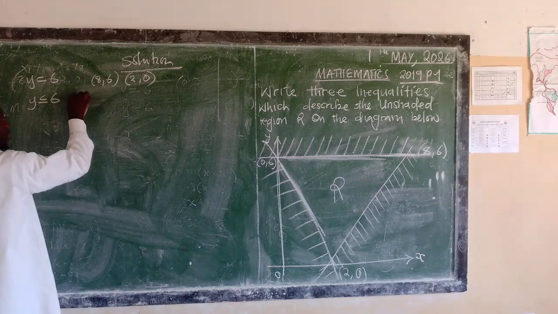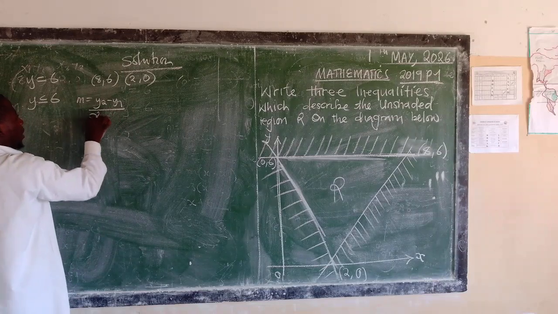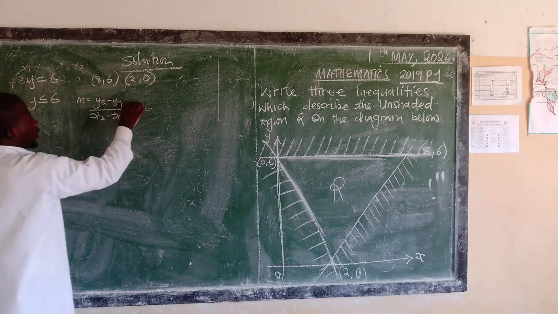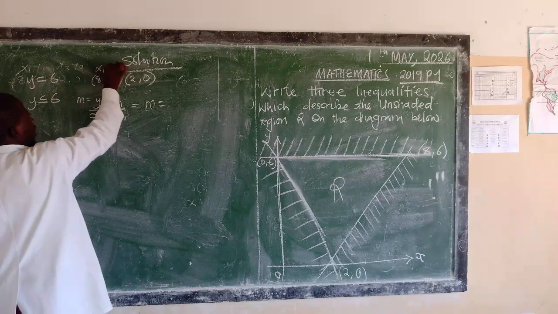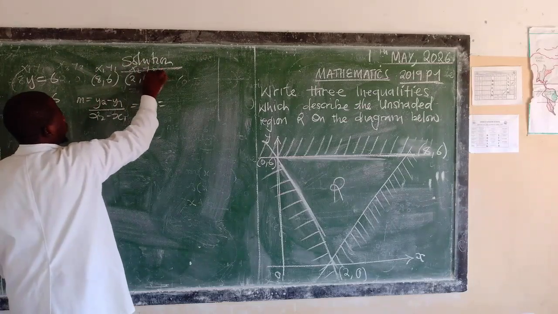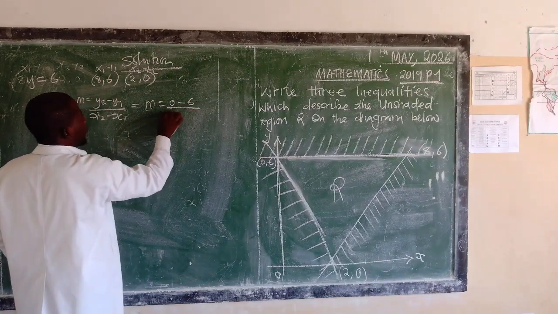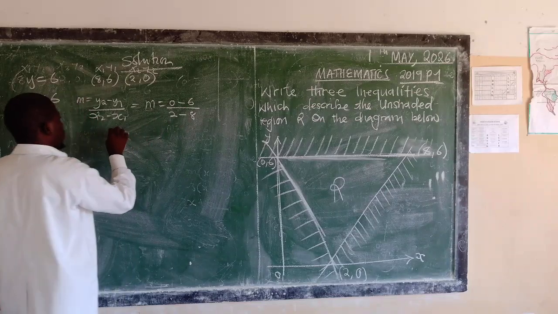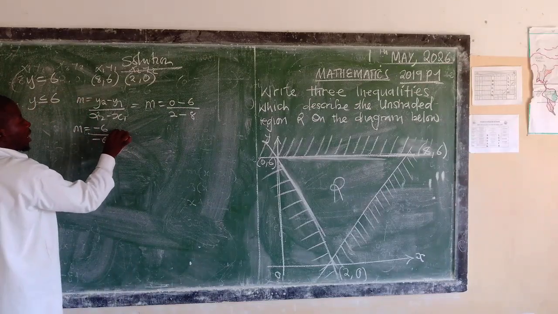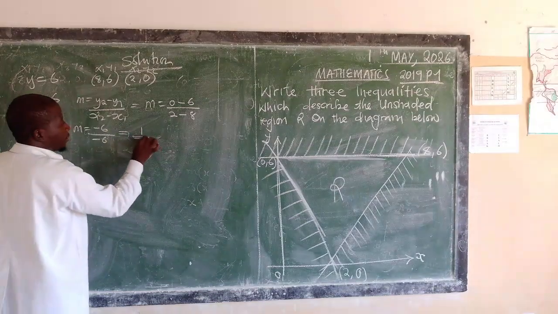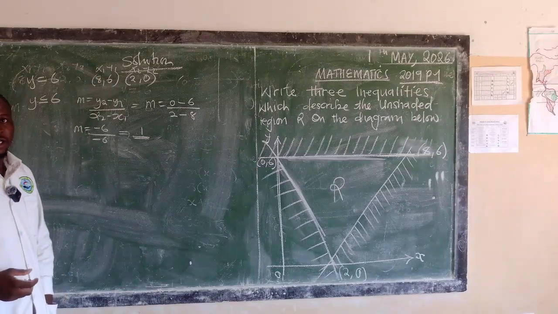So from there we say gradient is equal to y2 minus y1 over x2 minus x1. We make this to be the x1 and y1. We make this to be the x2 and y2. What is our y2? 0 minus 6 over 2 minus 8. From there we say our gradient is negative 6 over negative 6. Our gradient will be actually 1.